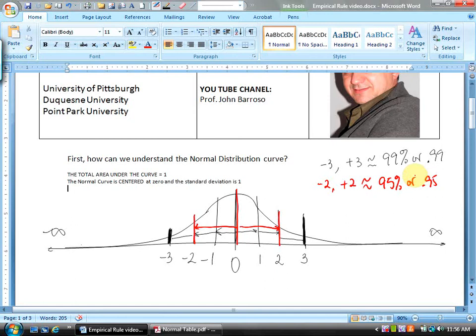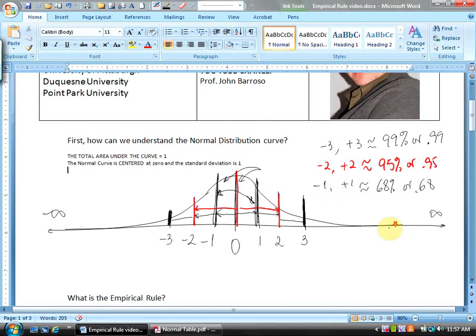Now, the last part we want to look at is what is the area from -1 to +1. I'm shading it now. I'm talking about this area here. Okay, this area here includes both sides, of course. It's -1 all the way to +1, and it's roughly 68% or 0.68. Okay, that is the normal curve, and that is the empirical rule.